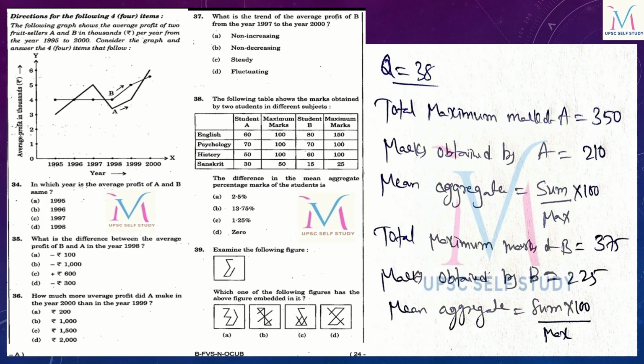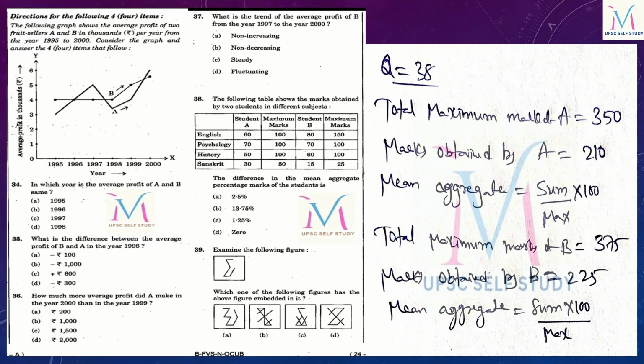The same thing should be done for B also. The maximum of B is 375: 150 plus 100 plus 100 plus 25. And marks obtained by B is 80 plus 70 plus 60 plus 15, and by adding this we get 225. The mean aggregate for B is sum by maximum into 100, that is 225 by 375 into 100. If we do the calculation, this also gives 60. So the mean aggregate of A is 60% and of B is also 60%.